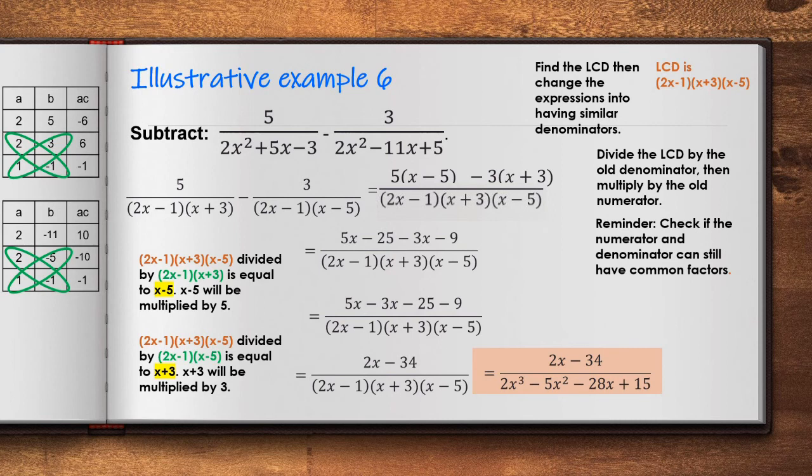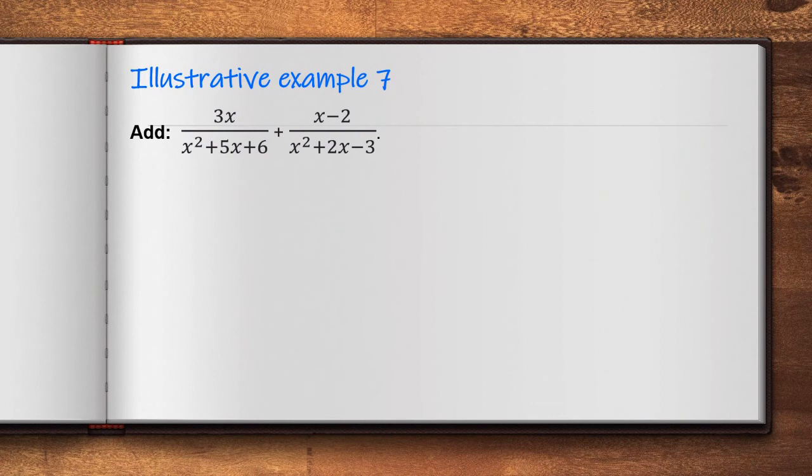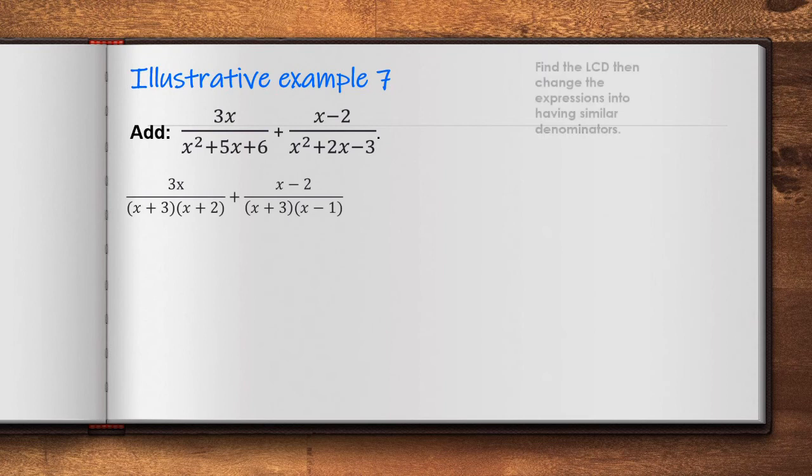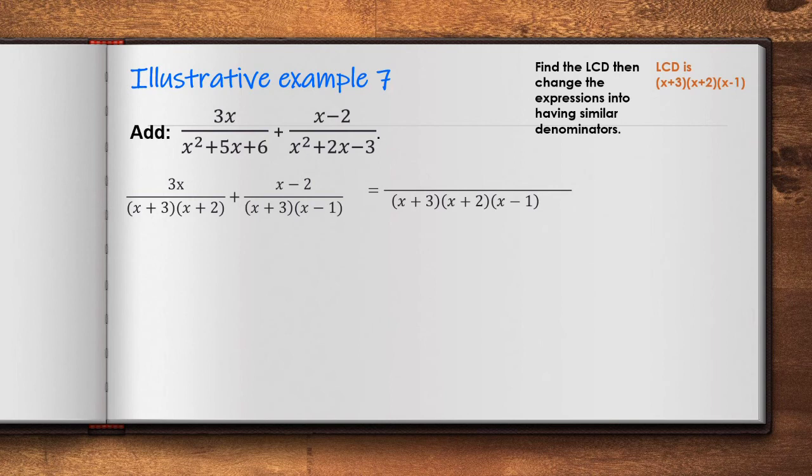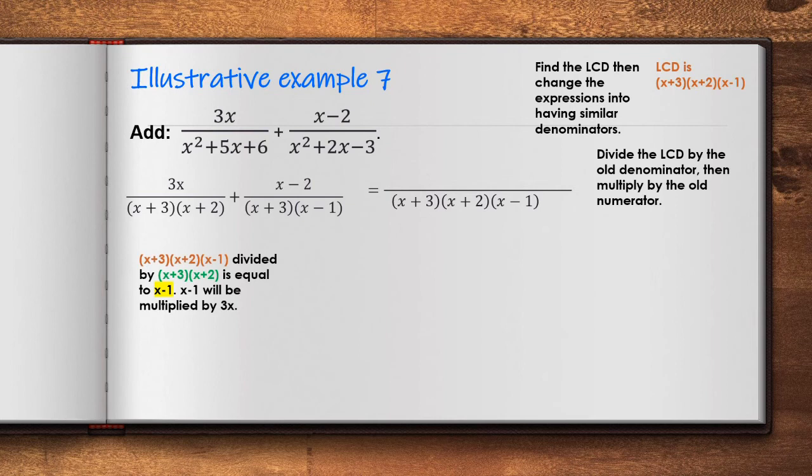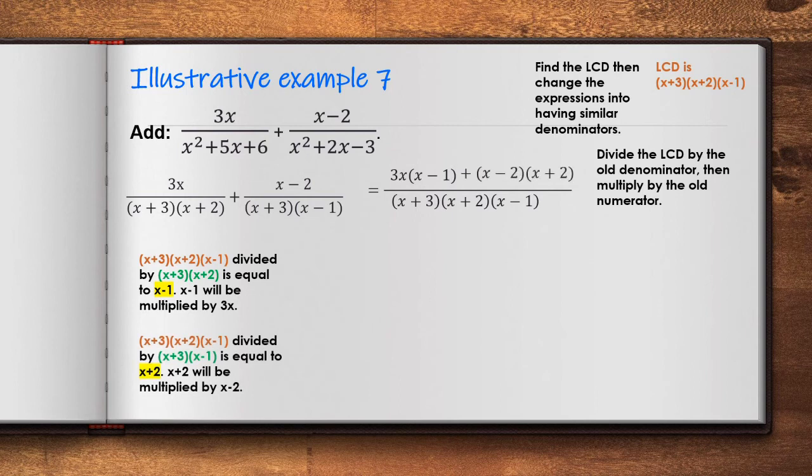Last example, we have to add. Look, the denominators are not similar, so we will factor them again. Based on their factored form, you can see that this is their LCD. Then, divide the LCD by the old denominator, then multiply by the old numerator. Here are the answers in the division process. So we write the new numerator like this.